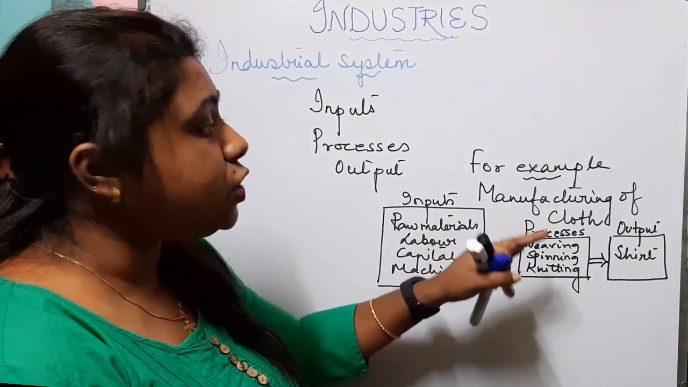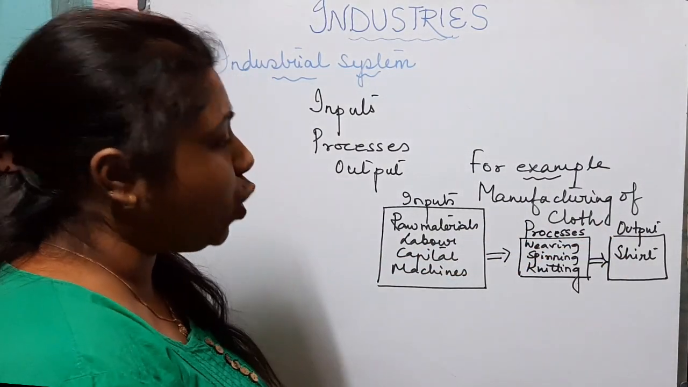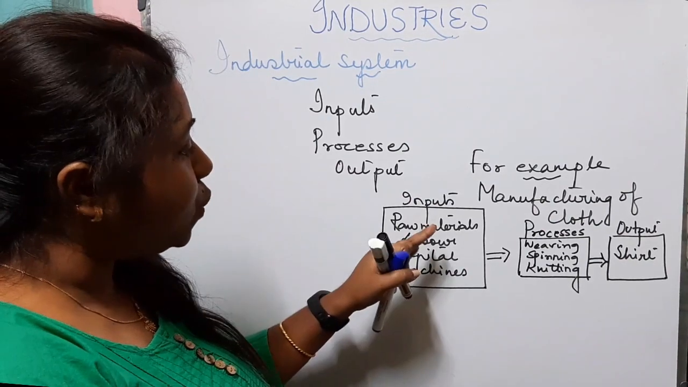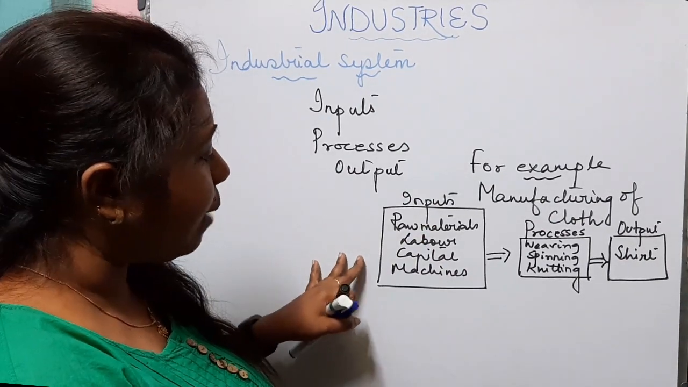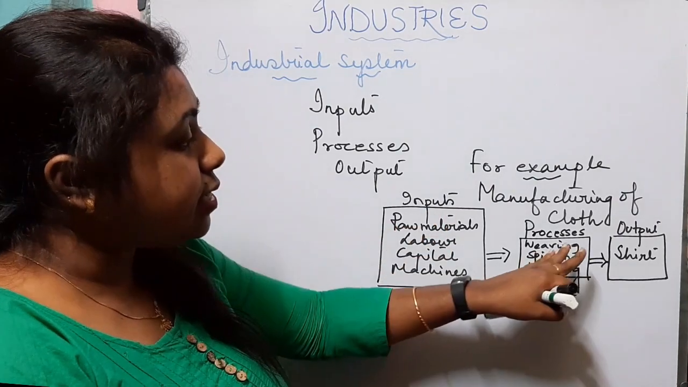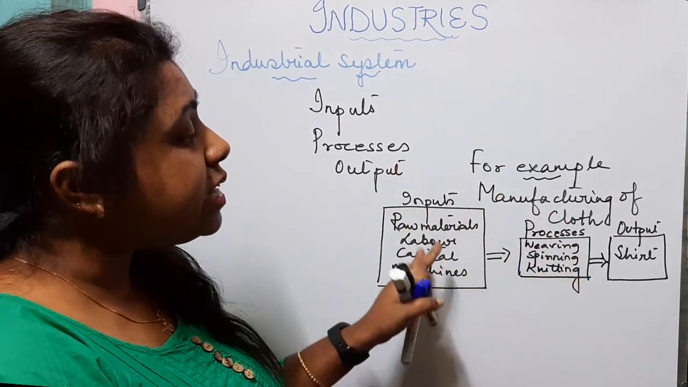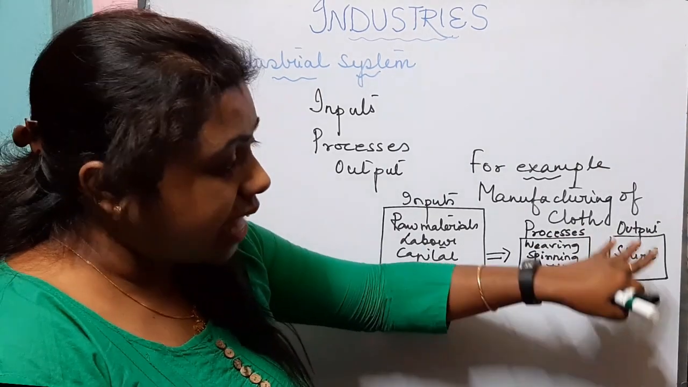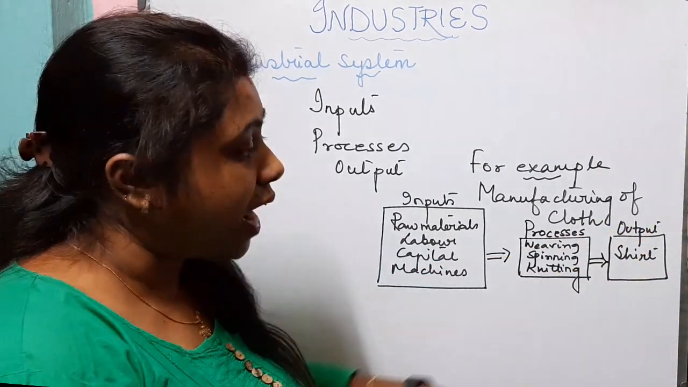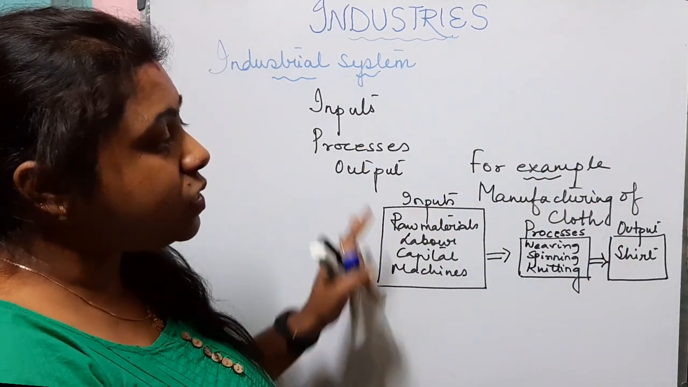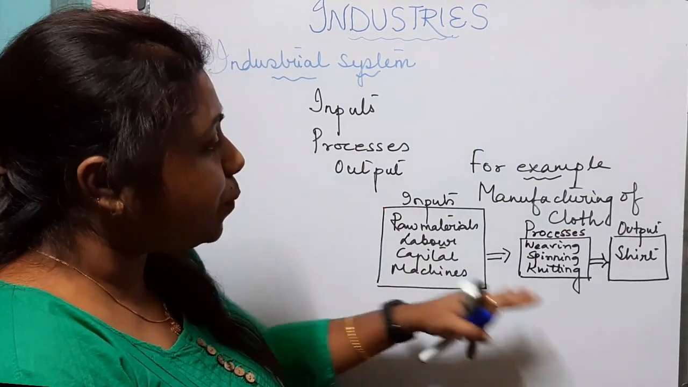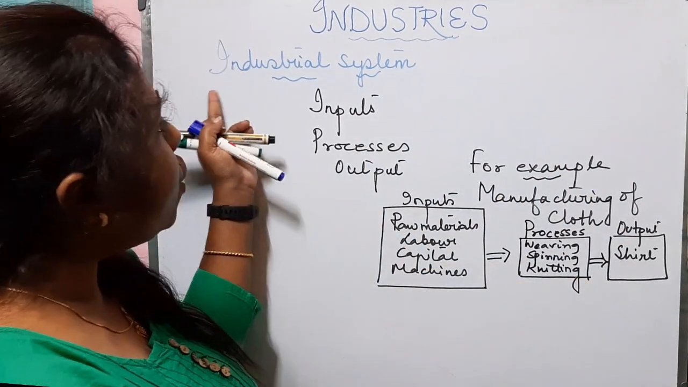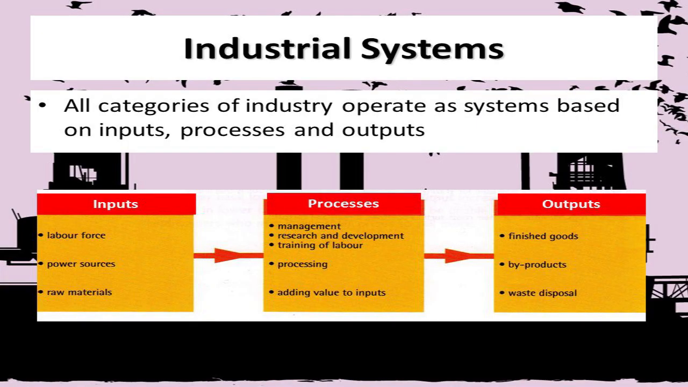Here, as we are talking about manufacturing of clothes, some inputs are the raw materials, labor, capital and machines. There are certain processes which the raw materials have to pass through, that is weaving, spinning, knitting, and then we obtain the output, that is the finished product, the shirt. So this whole process, which consists of inputs, processes and output, is referred to as an industrial system.